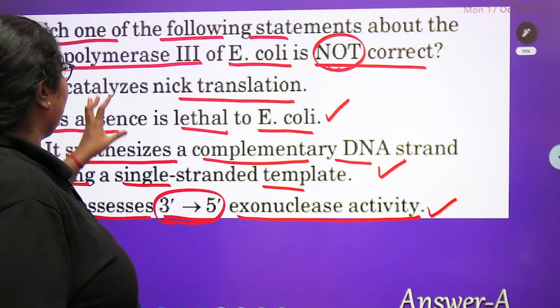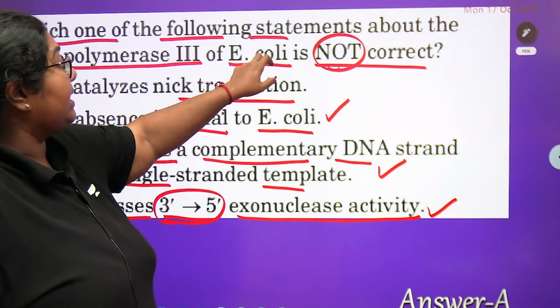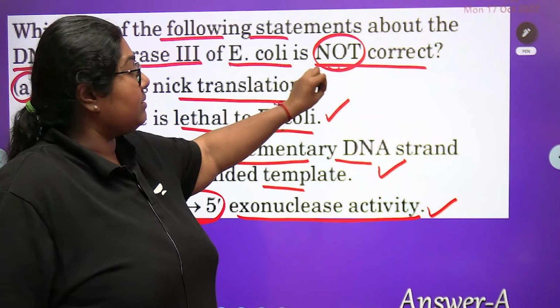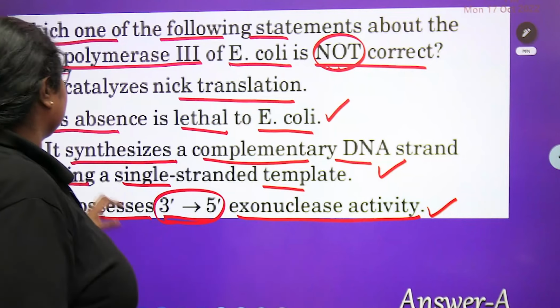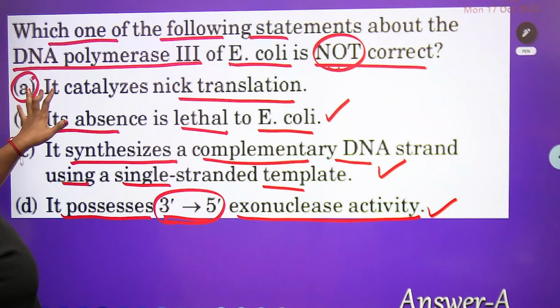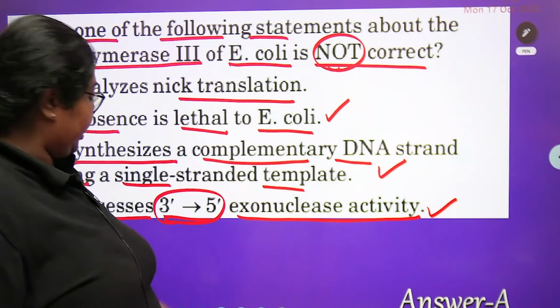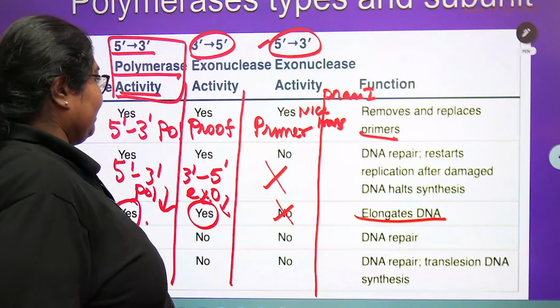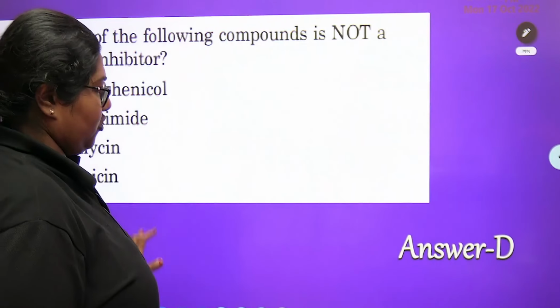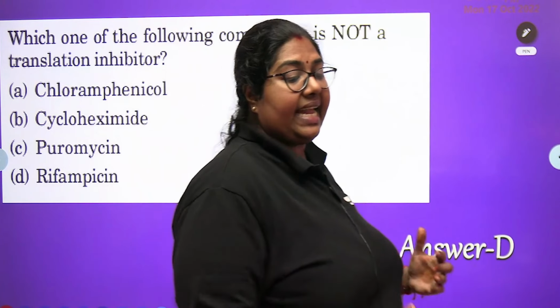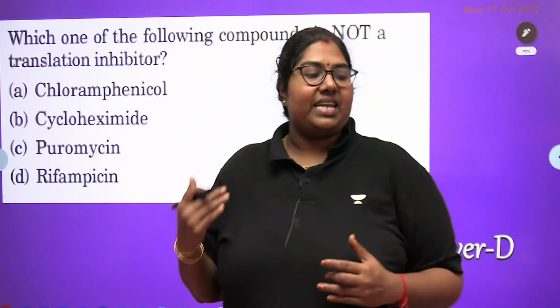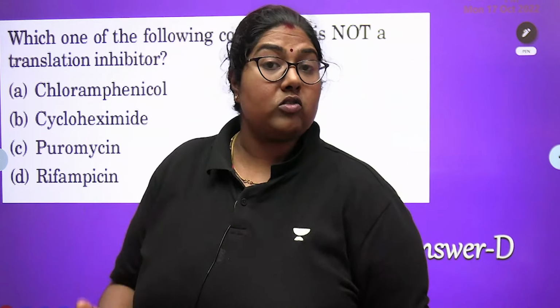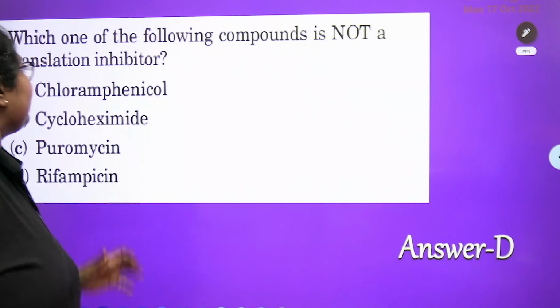They asked which of the following about E. coli, a prokaryotic system, is not correct. So the correct answer is going to be option A, which says that it catalyzes the Nick translation. This is absolutely not the correct statement, so you will be getting good marks for this. These are all recent GATE 2022 Biochemistry questions, so please have a close look into these questions. Let us see the next question.